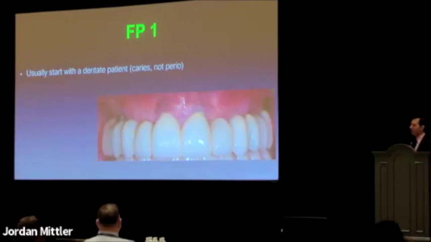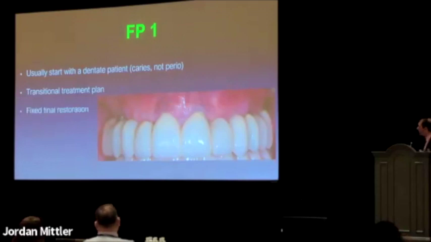When we start with a dentate patient, usually it's a caries patient. Transitioning, usually we're going to keep some teeth and transition to implants. Occasionally it's going to be a low situation, but usually we're going to have teeth present because that was maintaining the alveolar bone. Usually a common fixed restoration allowed them to do that.